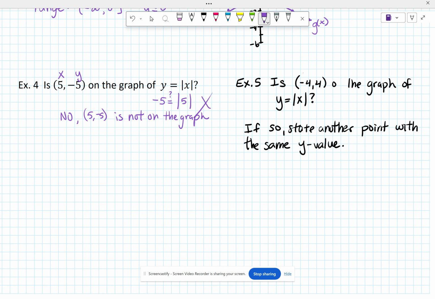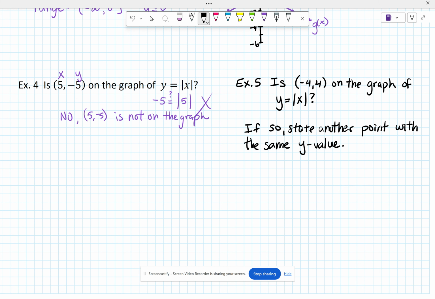Example 5 I wrote in because I feel like this needed a little further discussion. So let's try another one. Is negative 4, 4 on the graph of y equals absolute value of x? Sorry, I couldn't figure out what letters I was missing there.